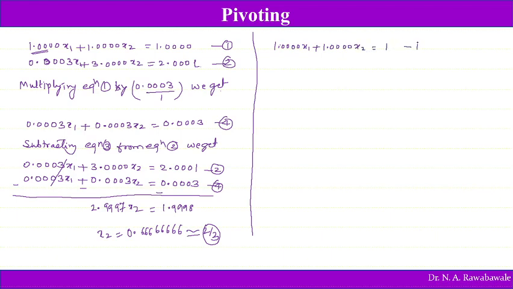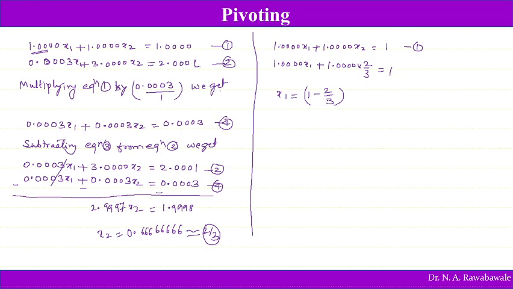So this is the first equation, and we want to substitute x2 is equal to 2 by 3. So 1.0000 x1 plus 1.0000 times x2, whose value is 2 by 3, is equal to 1. So x1 is nothing but 1 minus 2 by 3. So x1 is 2 by 3 divided by 1.